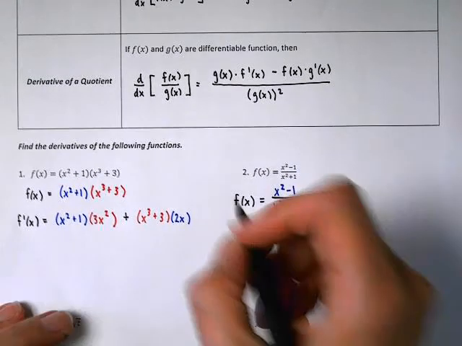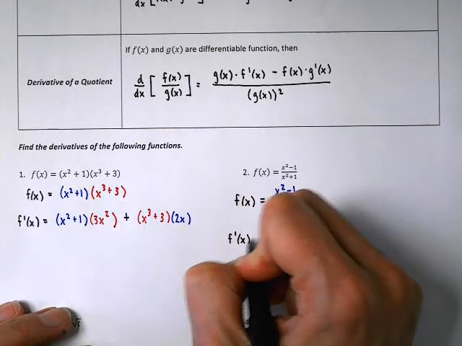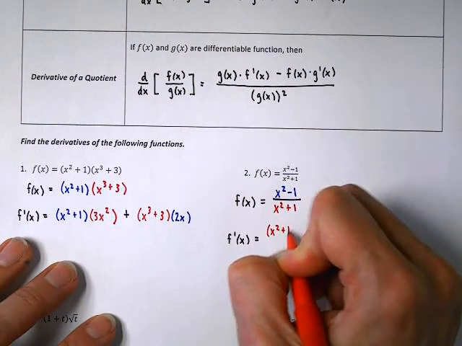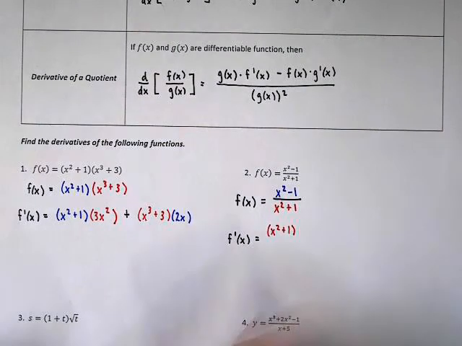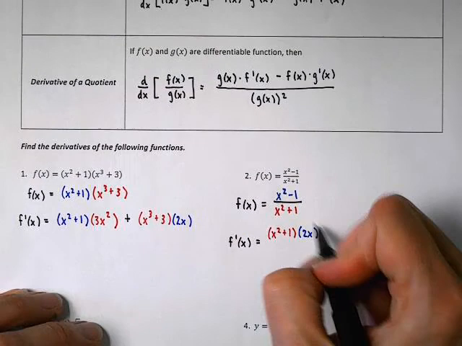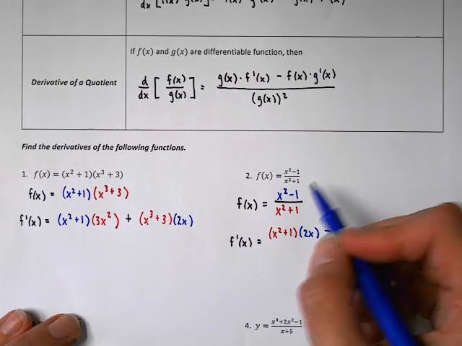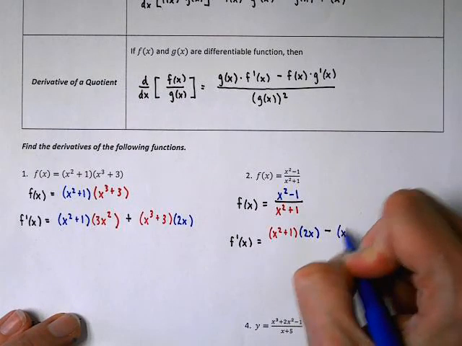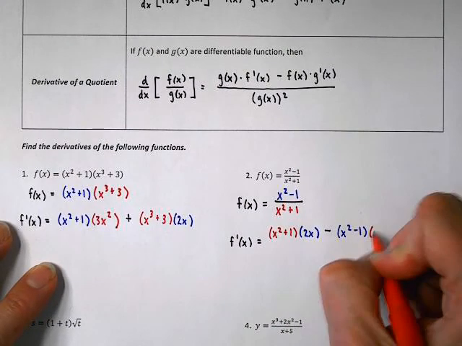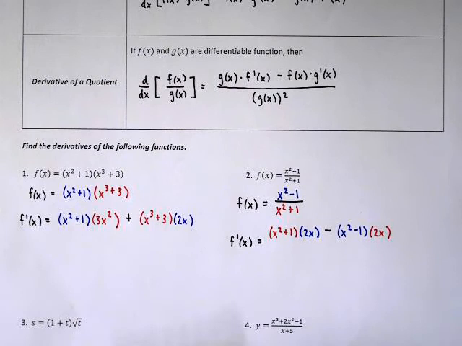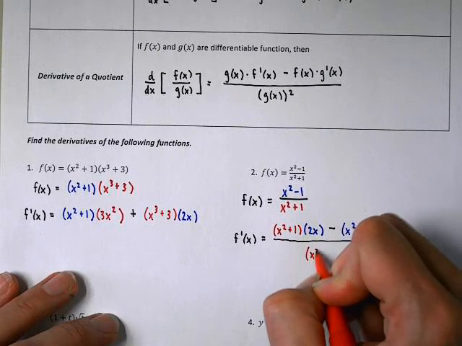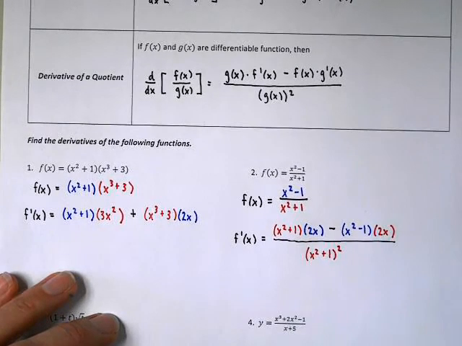All right, so when we differentiate, we said we take our bottom function, x squared plus 1, times the derivative of our top function, which is 2x. Now we're going to subtract our function in the numerator, x squared minus 1, times the derivative of the function in our denominator, which is 2x. And that's all going to be over our x squared plus 1 quantity squared.